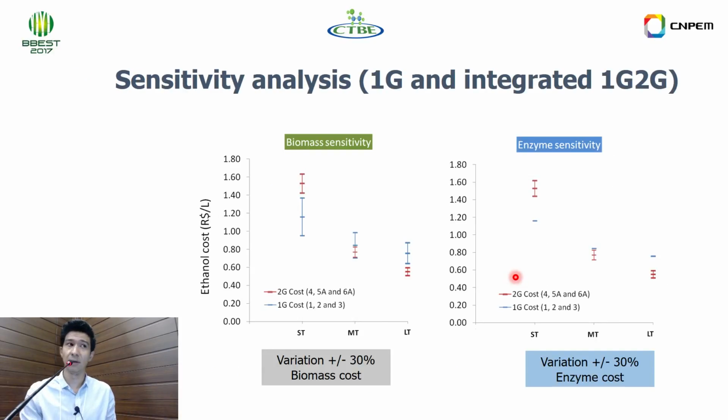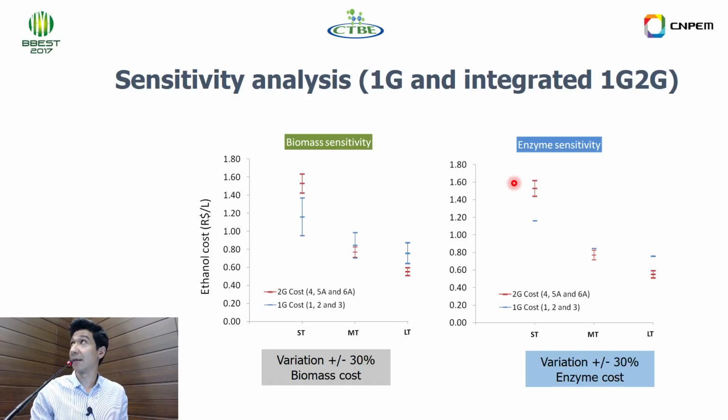Even performing some sensitivity analysis for biomass on the left side and enzyme, we see in the red results that second generation cost would vary from 1.50 to 1.60 and 1.40, and first generation. In the medium term, there's an overlap. So considering uncertainties, we cannot affirm that second generation would be more attractive, but there's a large potential for this in the long term, if we consider biomass as the parameter of sensitivity.